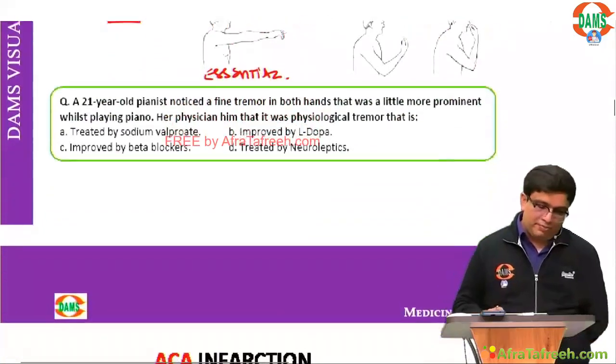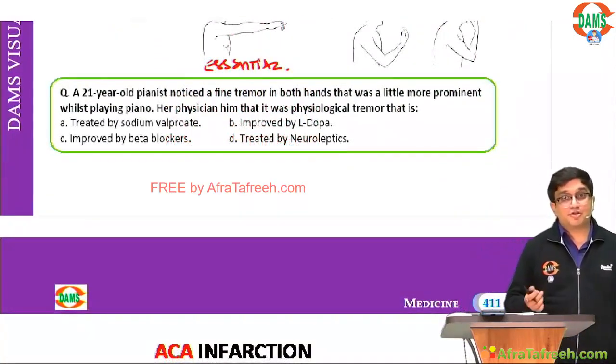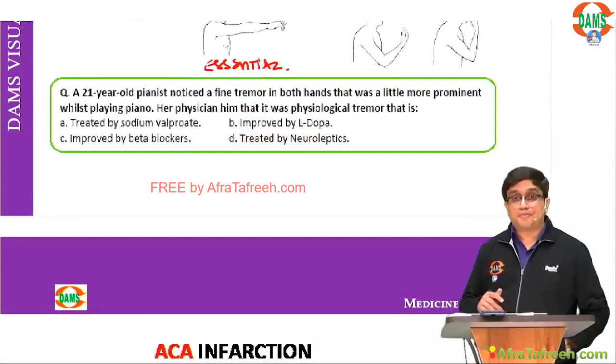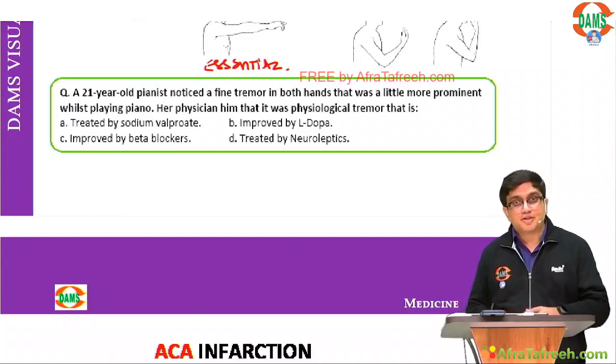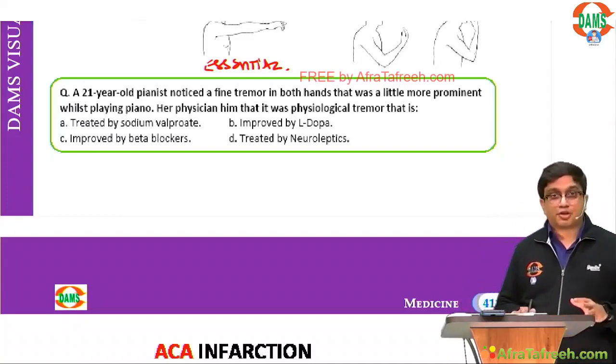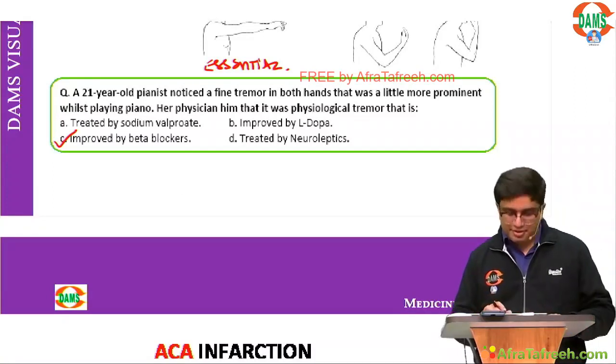Tell me. Can you diagnose this? What are we talking about, in a way, a physiological tremor that happens when playing a piano in anxiety? Again, the essential tremor. And for treating essential tremor, the ideal treatment is what? Propranolol or the beta blocker. Correct. Right answer.